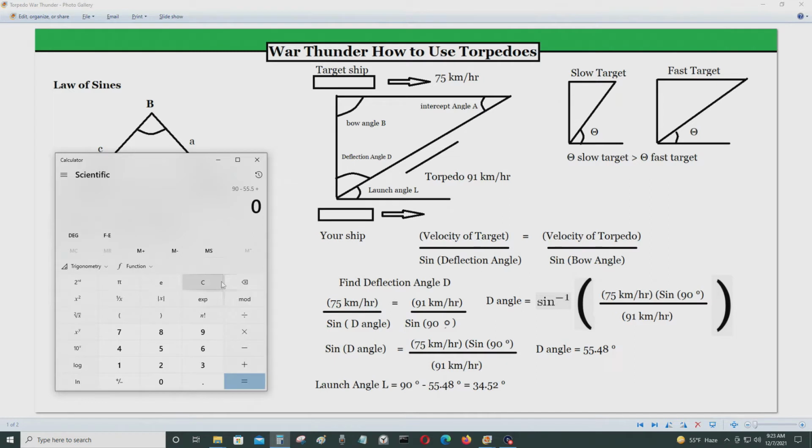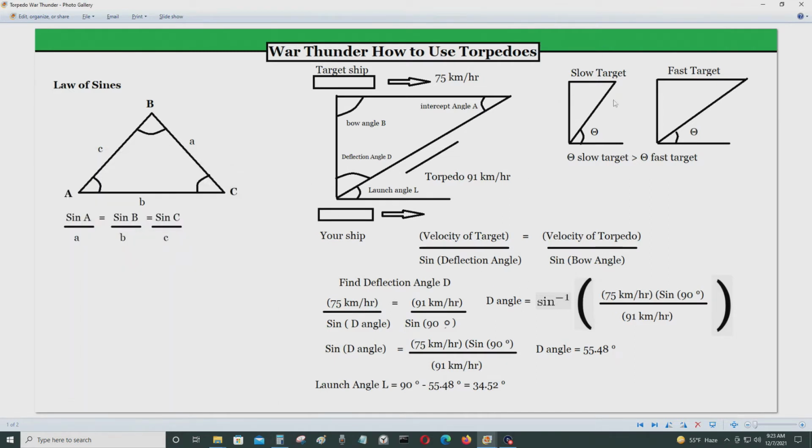So basically, as you can see here, my torpedo speed is much faster than the target ship. The target is slower than the torpedo. So the angle would be a little bit steeper compared to, let's say the ship was moving at 91 kilometers an hour and my torpedo was moving at 40 kilometers an hour. Then the launch angle would be less, right?